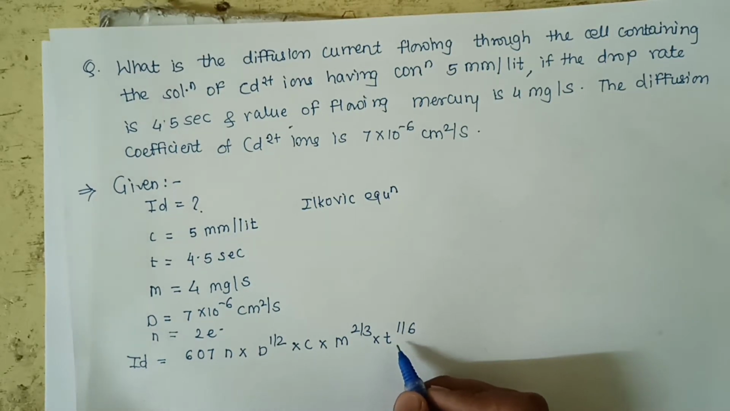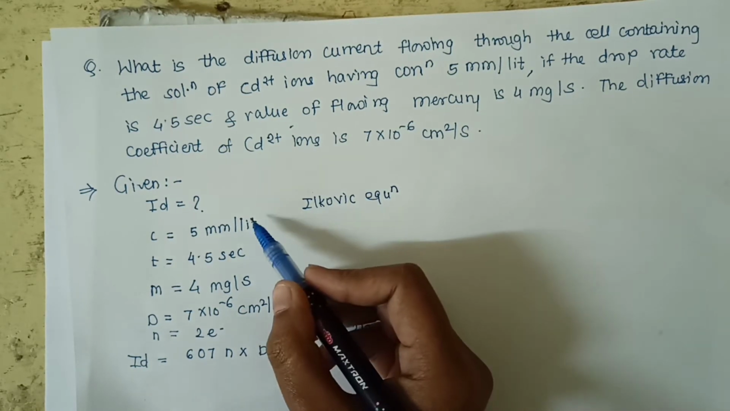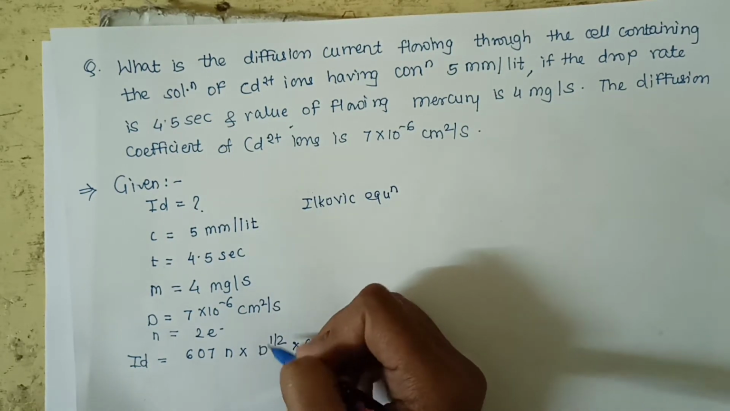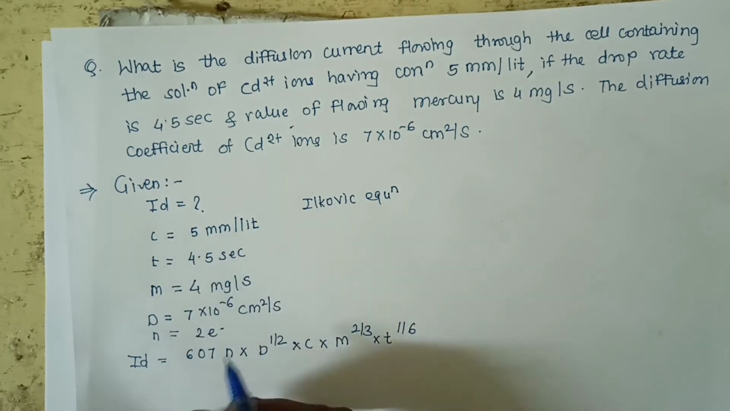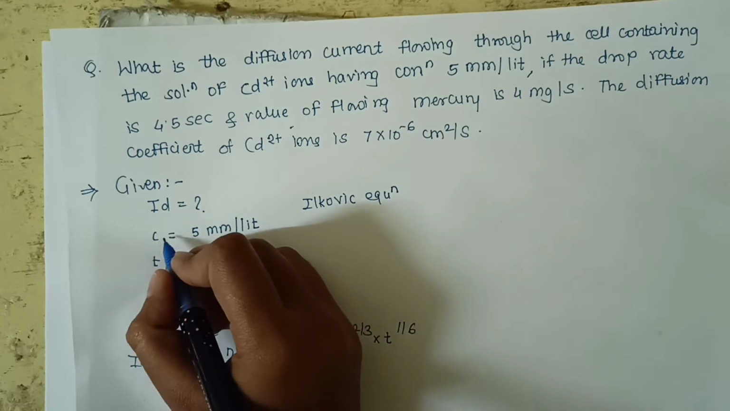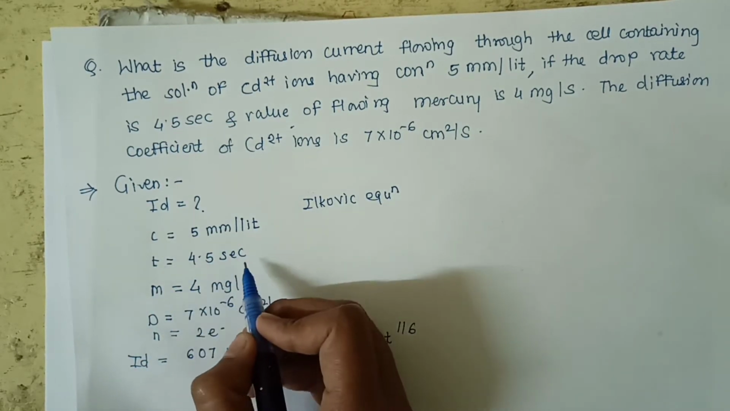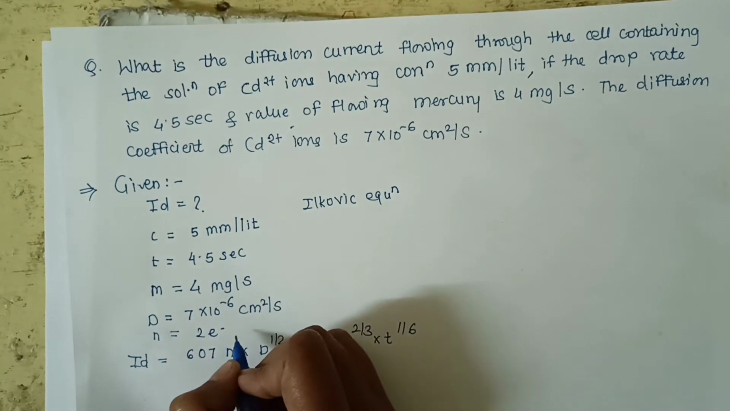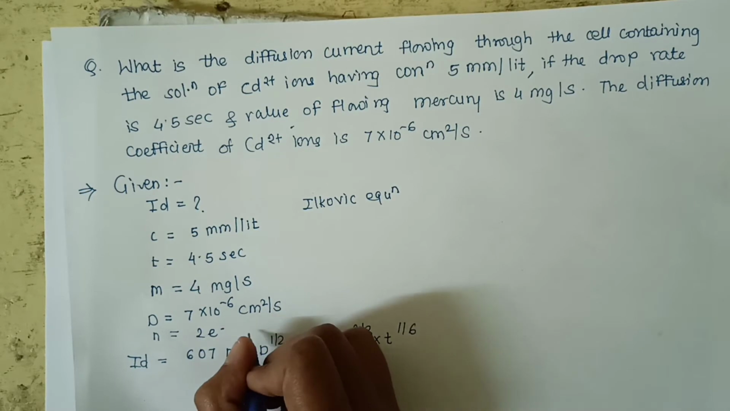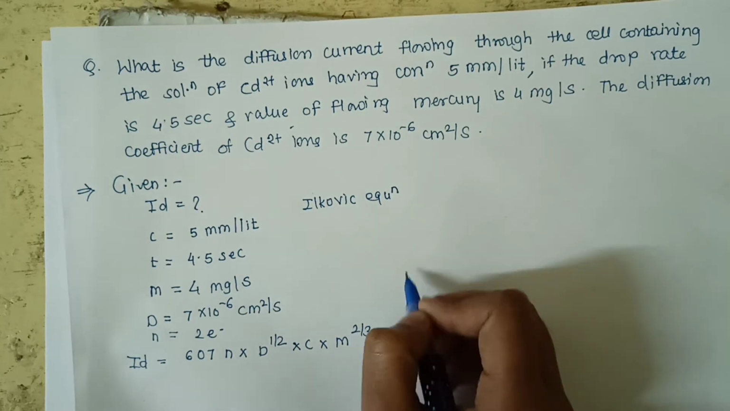is the drop rate. As we can see, all the values are given in desirable units. According to this equation, concentration should be in millimoles per liter, drop rate, that is t, should be in seconds, and m should be in mg per second, and the diffusion coefficient should be in centimeter square per second. So no need to convert into other units.